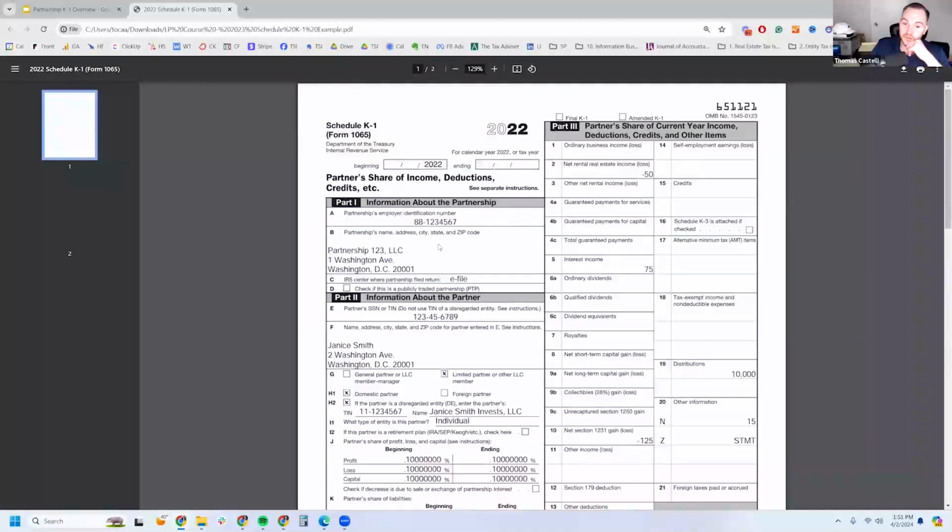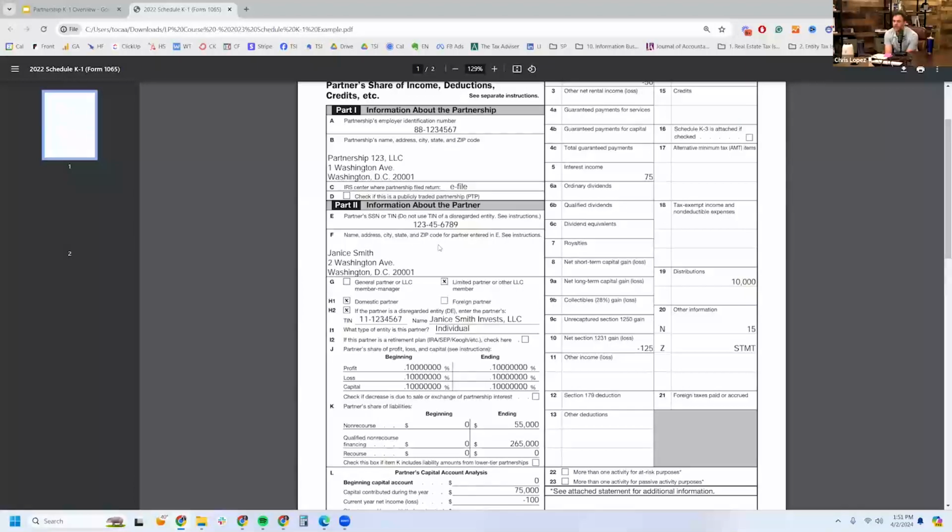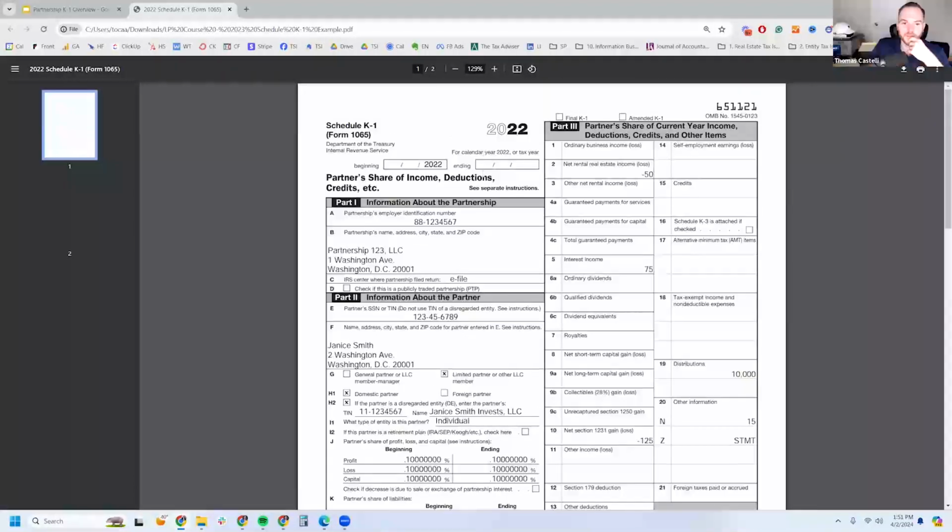And the last thing is usually there's a final K1 box that will be checked for you as well, just notifying you that this is the last K1 that you'll be receiving for the partnership.